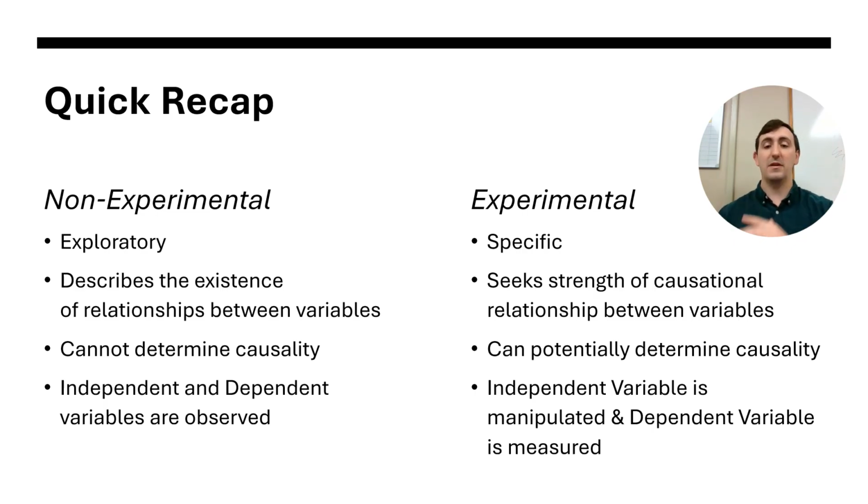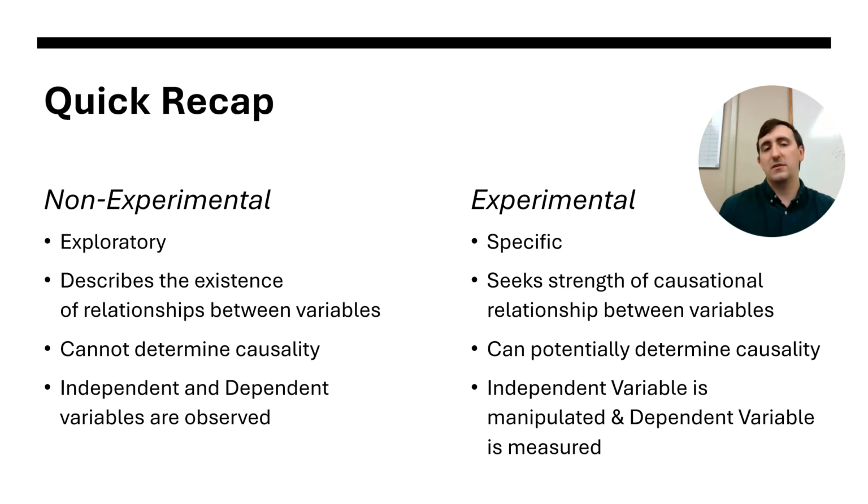Over on the experimental side, we have to get very specific with our research topics. We have to get specific with our research definitions and the terms that we use. We have to get specific with the measurements we use. We seek the strength of causational relationships, so not just that there is a causational relationship, but how strong is that causational relationship between 1 and 2, A and B.